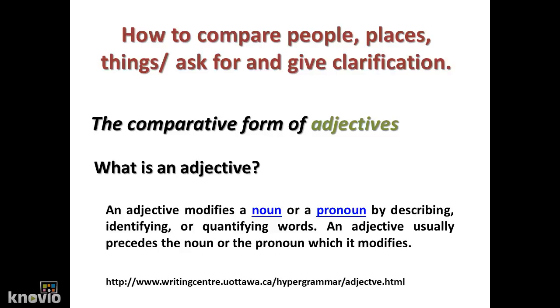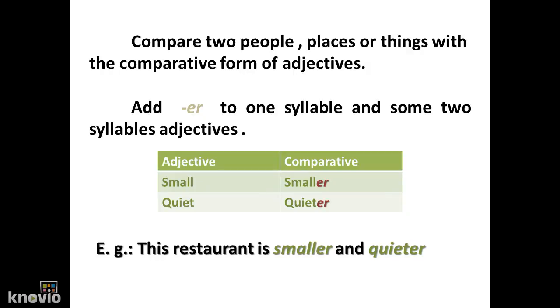According to the Writing Center of the Ottawa University in Canada, an adjective modifies a noun or a pronoun by describing, identifying, or quantifying words. An adjective usually precedes the noun or the pronoun which it modifies. So, on this occasion, we are going to learn how to compare two people, two places, or two things using the comparative form of adjectives.